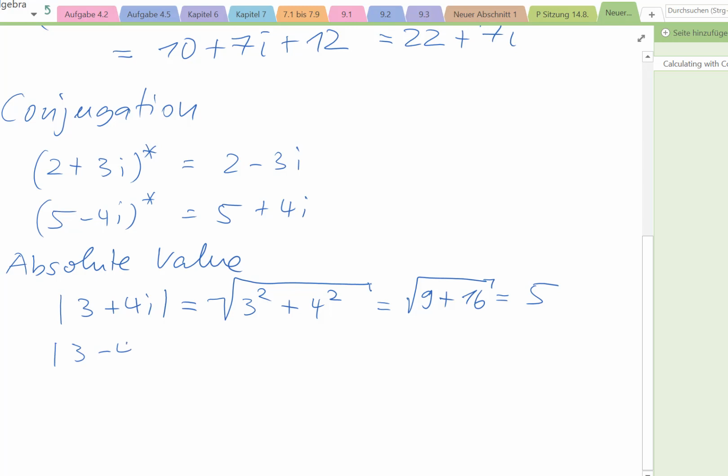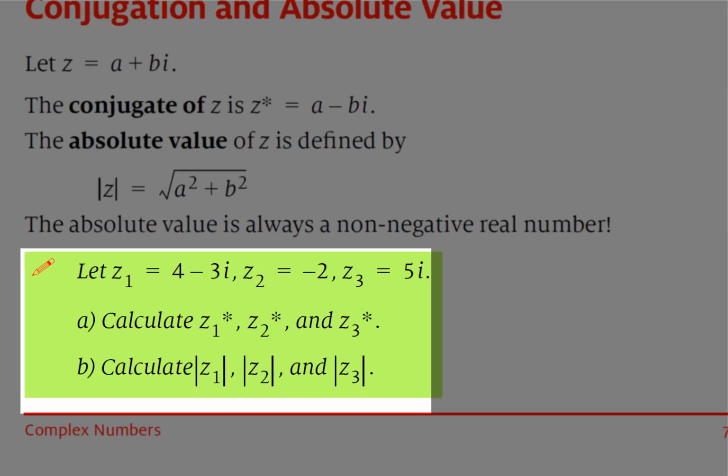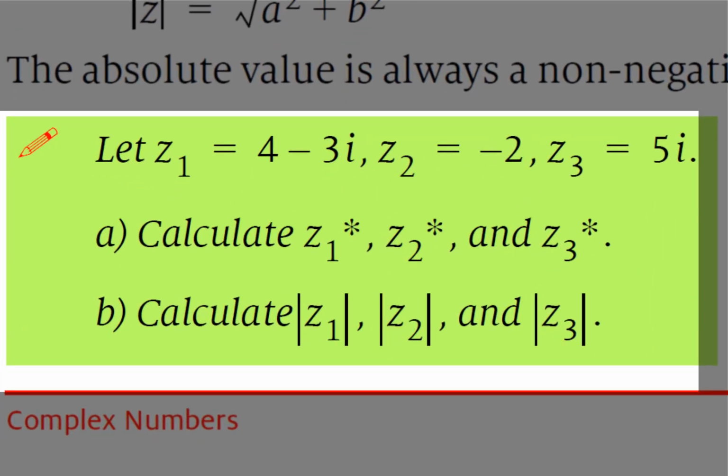The absolute value of 3 minus 4i is the square root of 3 squared. The imaginary part is minus 4. So minus 4 squared. And this is 9. And minus 4 squared is plus 16. So the absolute value of 3 minus 4i is the same as the absolute value of 3 plus 4i. At this point you should stop the playback and calculate the following exercise.